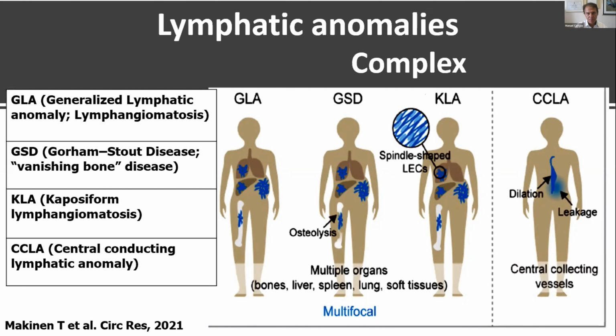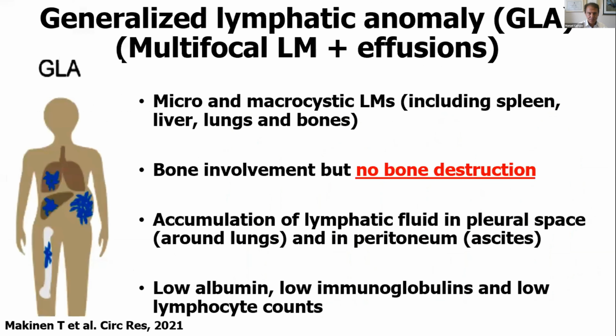And then the 4th complex lymphatic anomaly is CCLA, or central conducting lymphatic anomaly. And this is really a problem with the flow of lymphatic fluid through those large central conducting lymphatics, the thoracic duct in particular. So a few words about each of these.